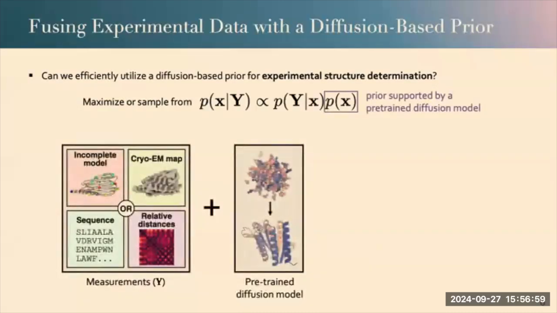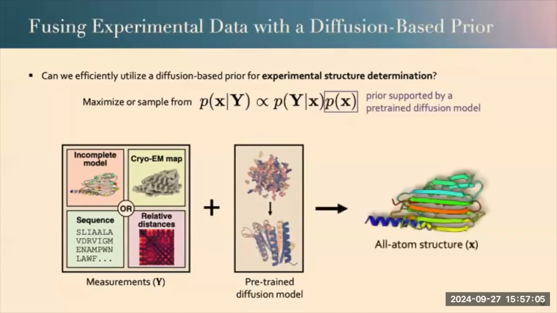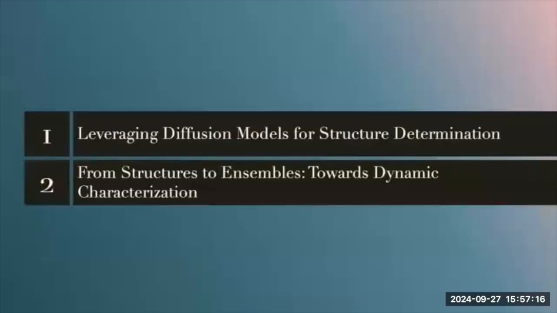So just with an image, I'm going to say the same thing. We have a set of measurements, and we also have a pre-trained diffusion model. We want a method that gives us an atomic structure. It is going to be consistent with our measurements and likely under the prior that is captured by the pre-trained diffusion model.